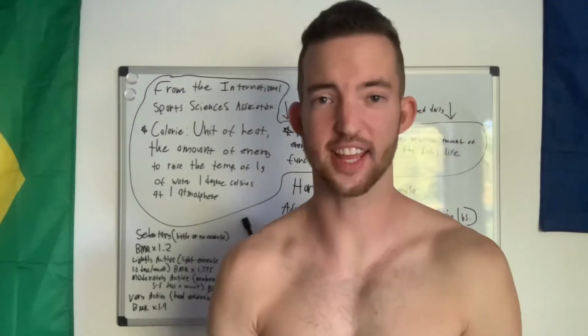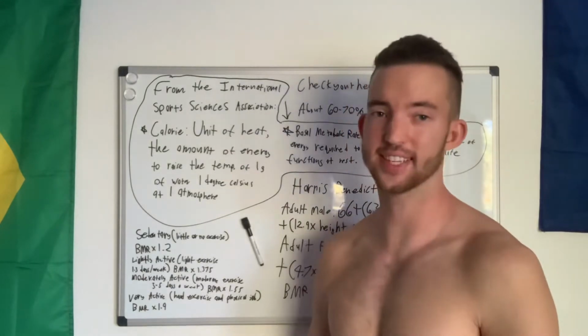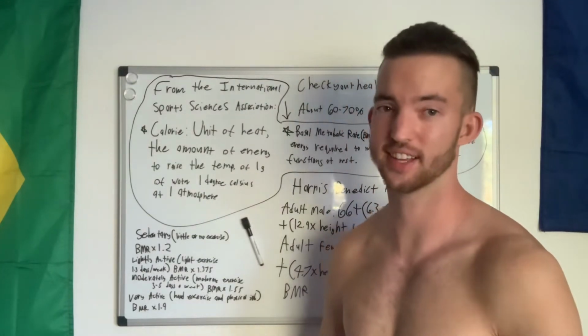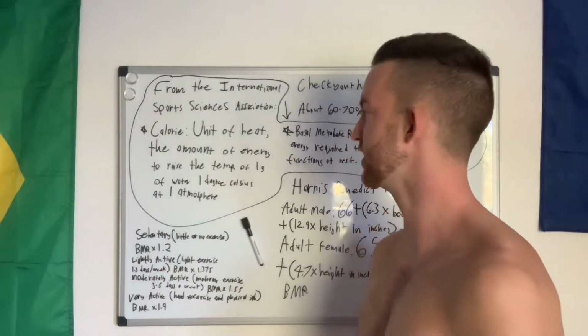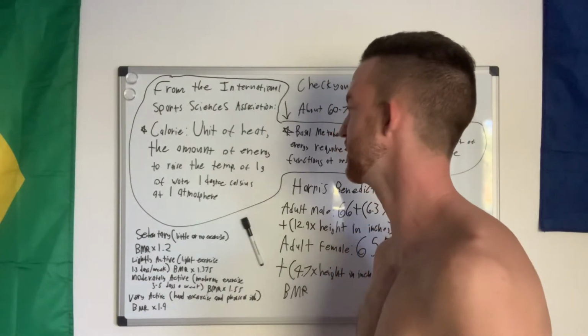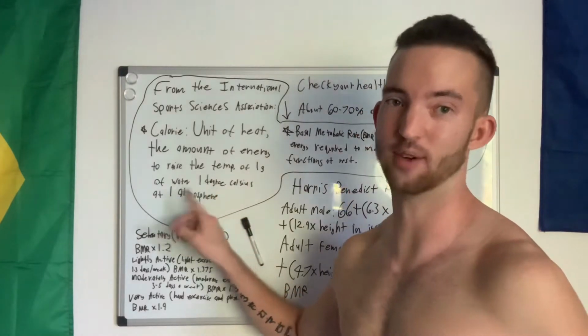Alright guys, understand you can't read or decipher my awful handwriting from there, but I'm going to go ahead and read to you guys what a calorie is just to understand some of the basics here. So from the ISSA, or the International Sports Science Association, they define a calorie as a unit of heat, the amount of energy to raise the temperature of 1 gram of water, 1 degree Celsius, and 1 degree atmosphere.